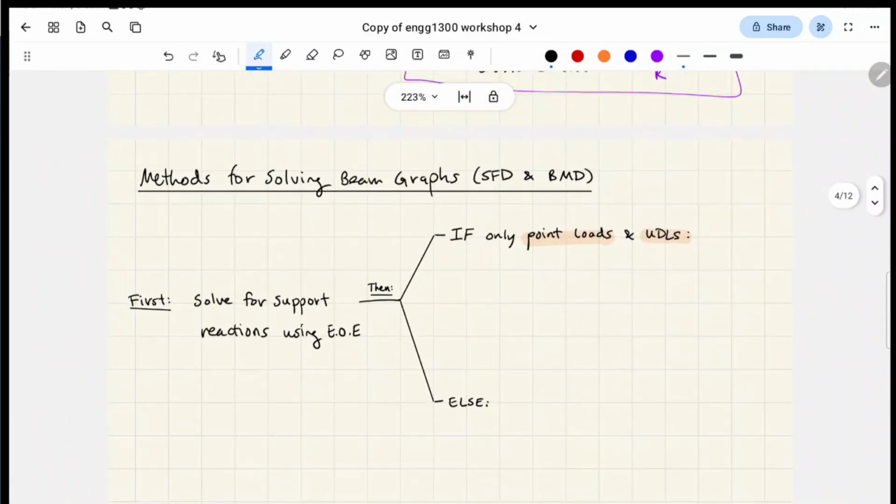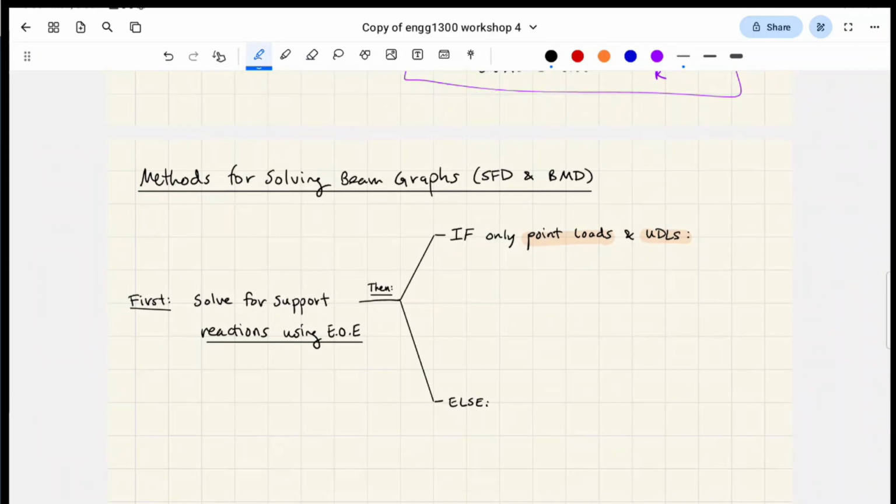So for solving beam graphs, there's pretty much two ways to do it, but in general, for these types of questions, you can solve for support reactions as your first step. If you remember in the last workshop when we were talking about trusses, you don't necessarily need to solve for all of the support reactions straight away. Sometimes it's a waste of time because you might not need it. But I would say 100% of the time you need the support reactions.